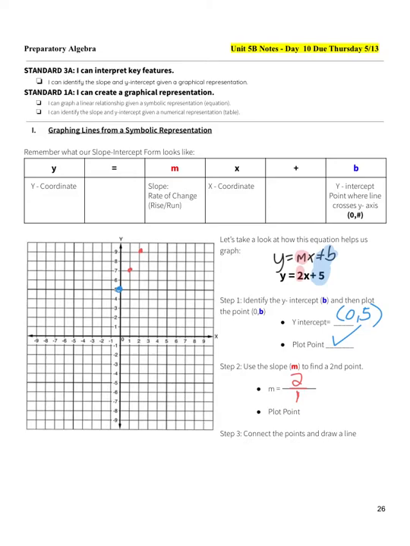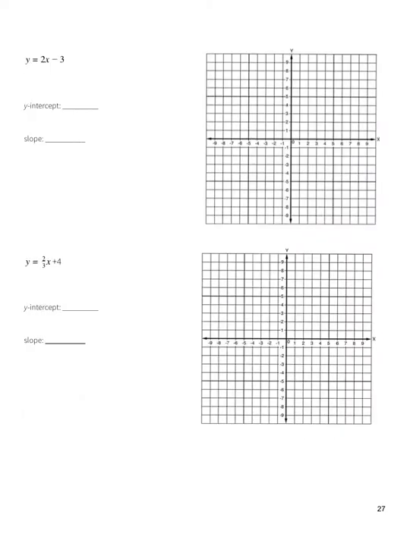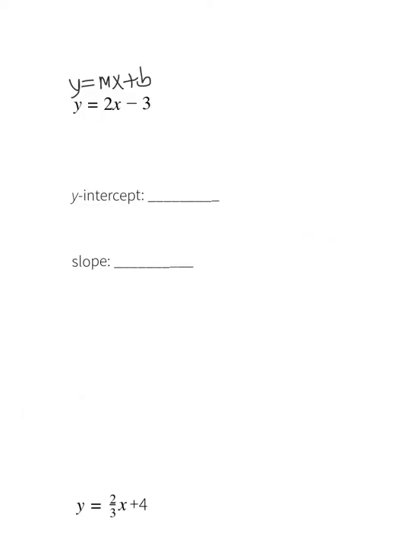And step 3 is to connect my points, and this line right here represents the equation y equals 2x plus 5. And this equation can be used to identify a rate of change and its starting point, because that is what slope and y-intercept mean. Okay, I'm going to show you another example before you try on your own.